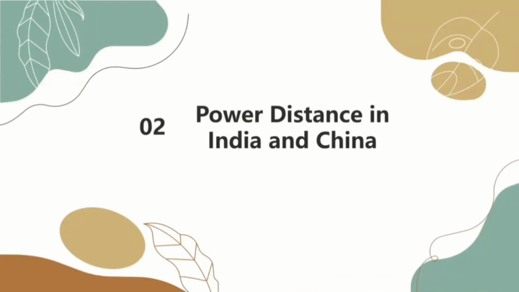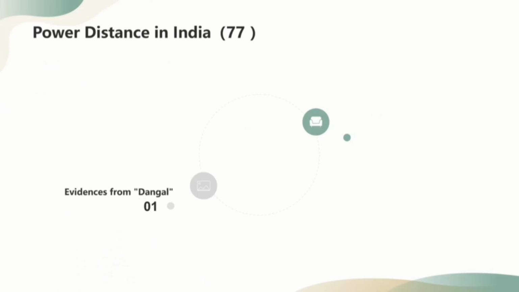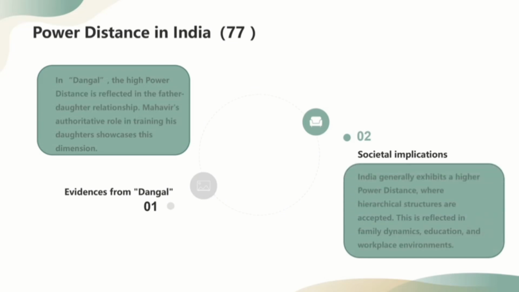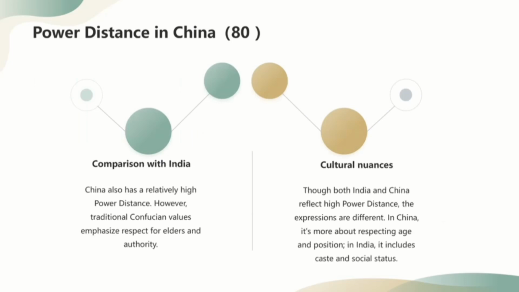Let's start with power distance in India and China. Power distance in India: in Dangal, Mahavir's authoritarian parenting reflects India's high power distance. His daughters obey strict rules, symbolizing deference to parental and social hierarchies. Social hierarchies in India are influenced by caste and social status. China also scores high in power distance, rooted in Confucian respect for elders and institutional authority. However, China emphasizes age and position of authority over caste.